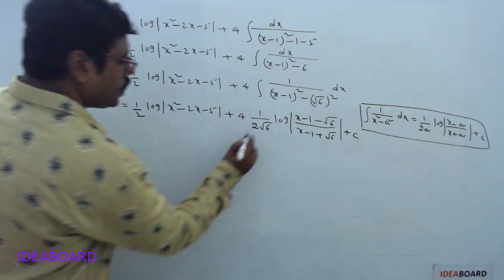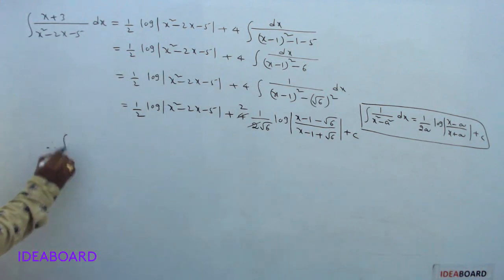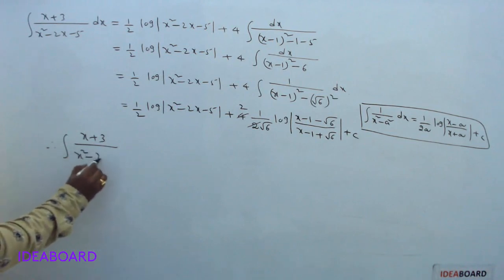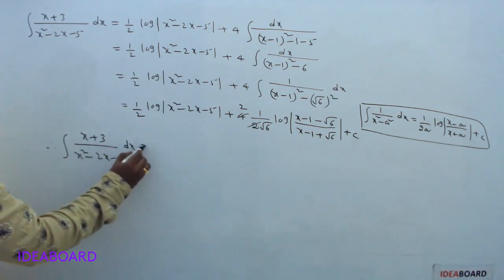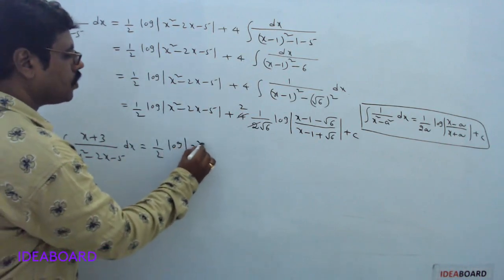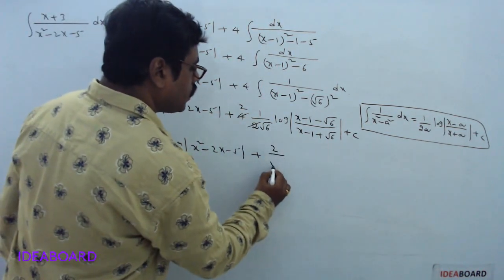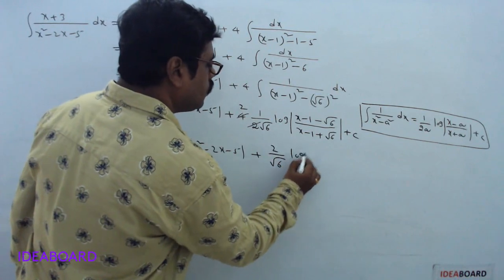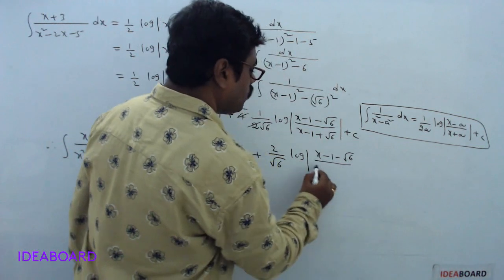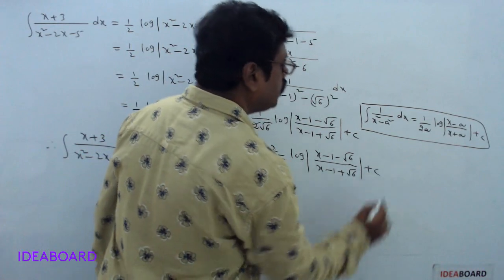Now see the cancellation here. 2 will cancel in 4 two times. So therefore ∫(x + 3)/(x² − 2x − 5) dx = 1/2 × log|x² − 2x − 5| + 2/√6 × log|(x − 1 − √6)/(x − 1 + √6)| + some constant c.